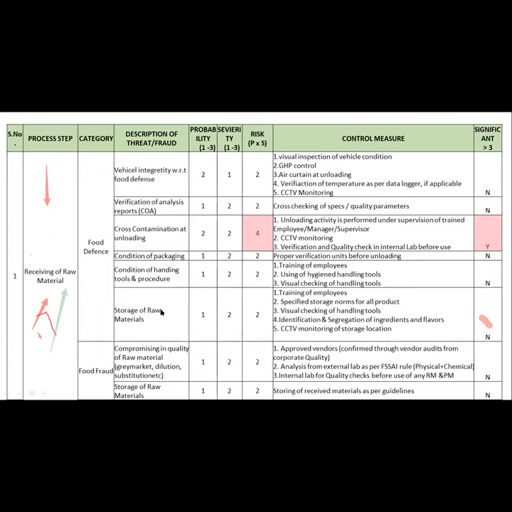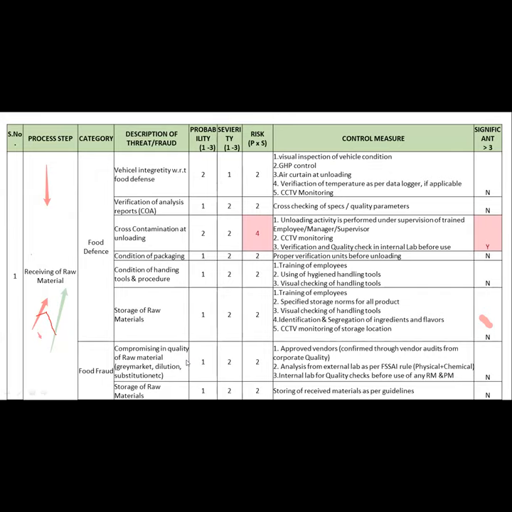There should be a risk, and we must have a control measure or plan a mitigation. What will be the food fraud in this? Receiving of raw material is a part of the process. So for food defense, we have these things. There should be no food defense threat in the foods, temperature control should be verified, no chemical contamination or anything. Those things we have covered.